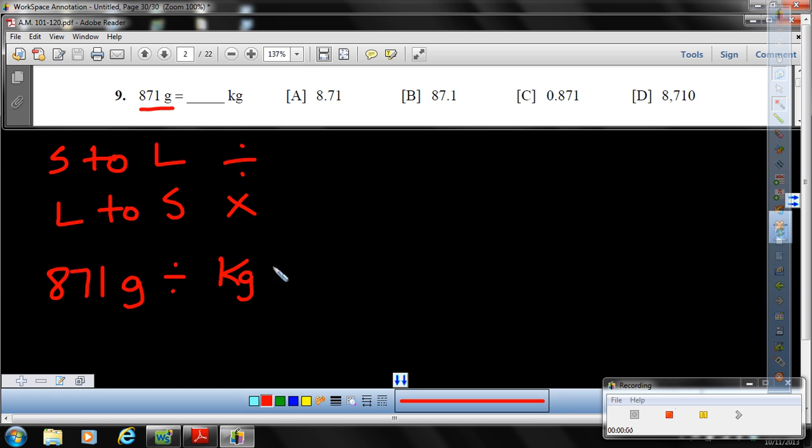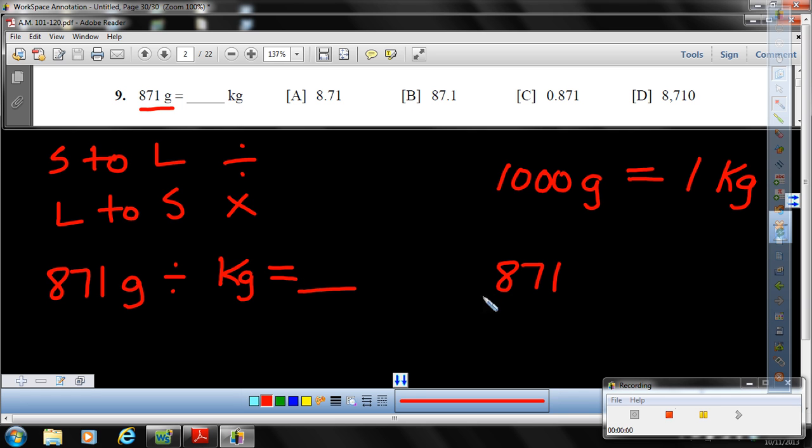But we need to know what to divide by to get our answer. So I need to know how many grams are in 1 kilogram. There are 1,000 grams in 1 kilogram. So I will divide by 1,000. So I have 871 divided by 1,000.